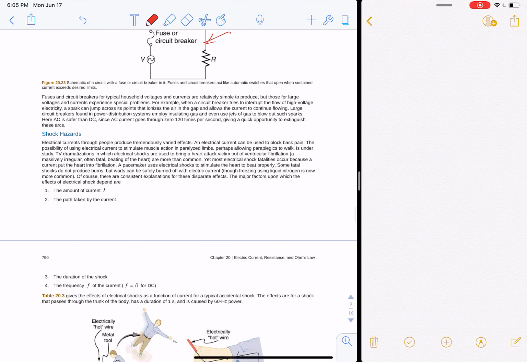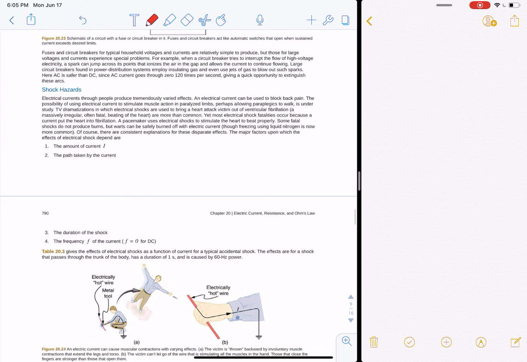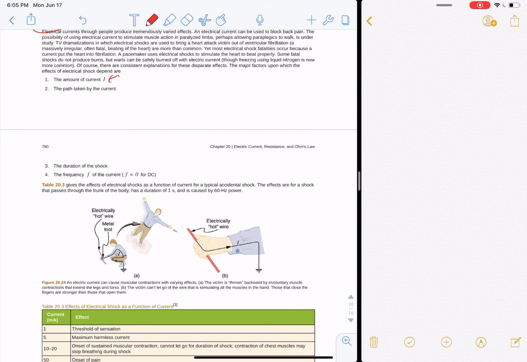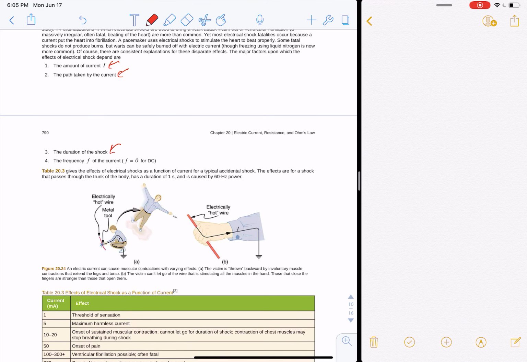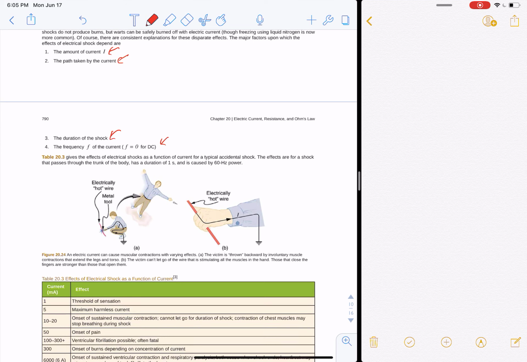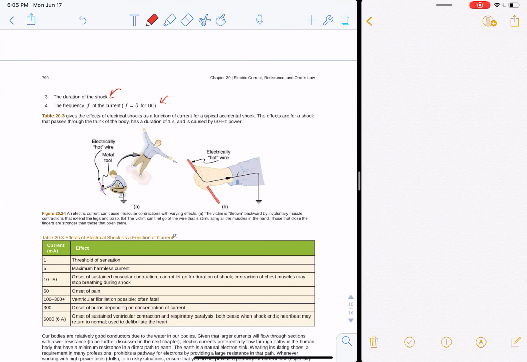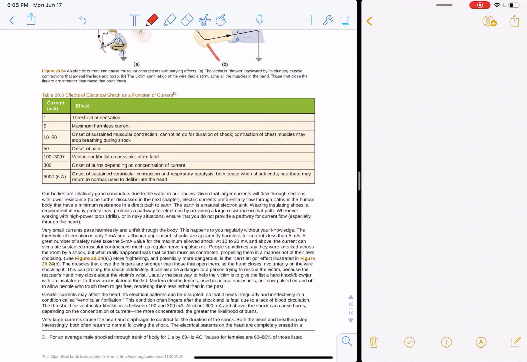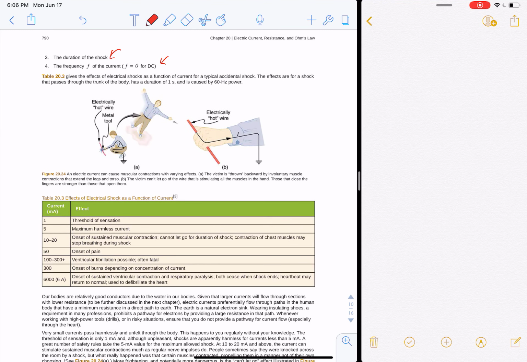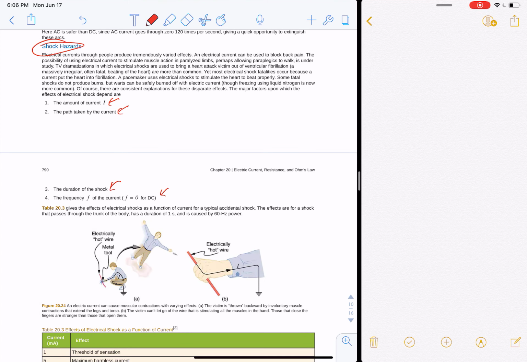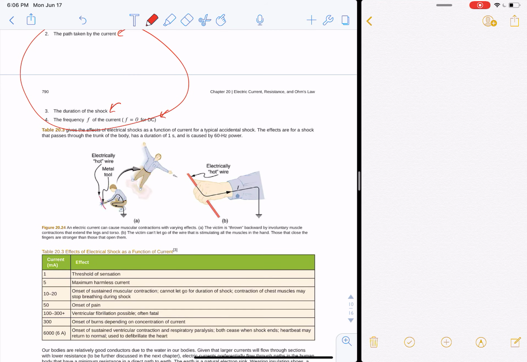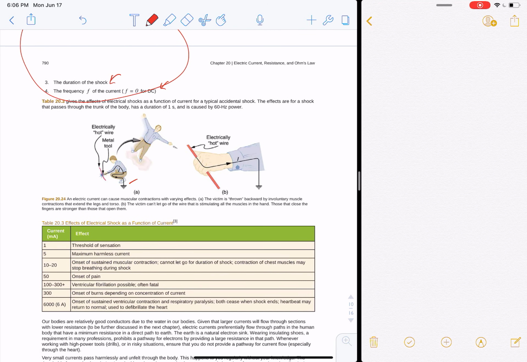into the circuit. Okay, so the things that dictate whether a shock is harmful or not are the amount of current, where the current flows, how long you're being shocked for, and the frequency of the current oscillation, which is 0 for DC. Also, it doesn't say in here, but you also need to worry about the voltage. So it's a combination of these things, as well as your own resistance.